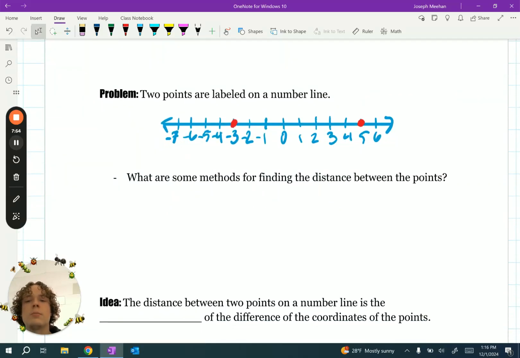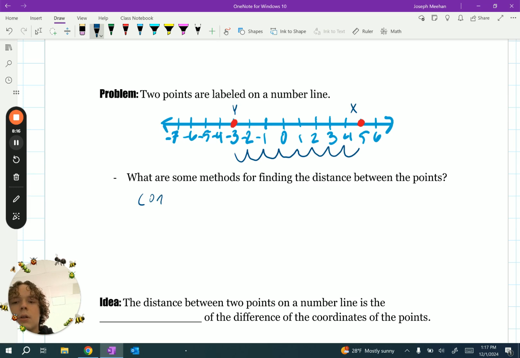So 2 points are labeled on a number line. What are some methods for finding the distance between the points? Let's call these points, let's say Y and X, just like that, okay? What are some methods for finding a distance between the 2 points? Well, I think the easiest way is just to count. So we could go 1, 2, 3, 4, 5, 6, 7, 8, right? So counting. All right, that's 1.